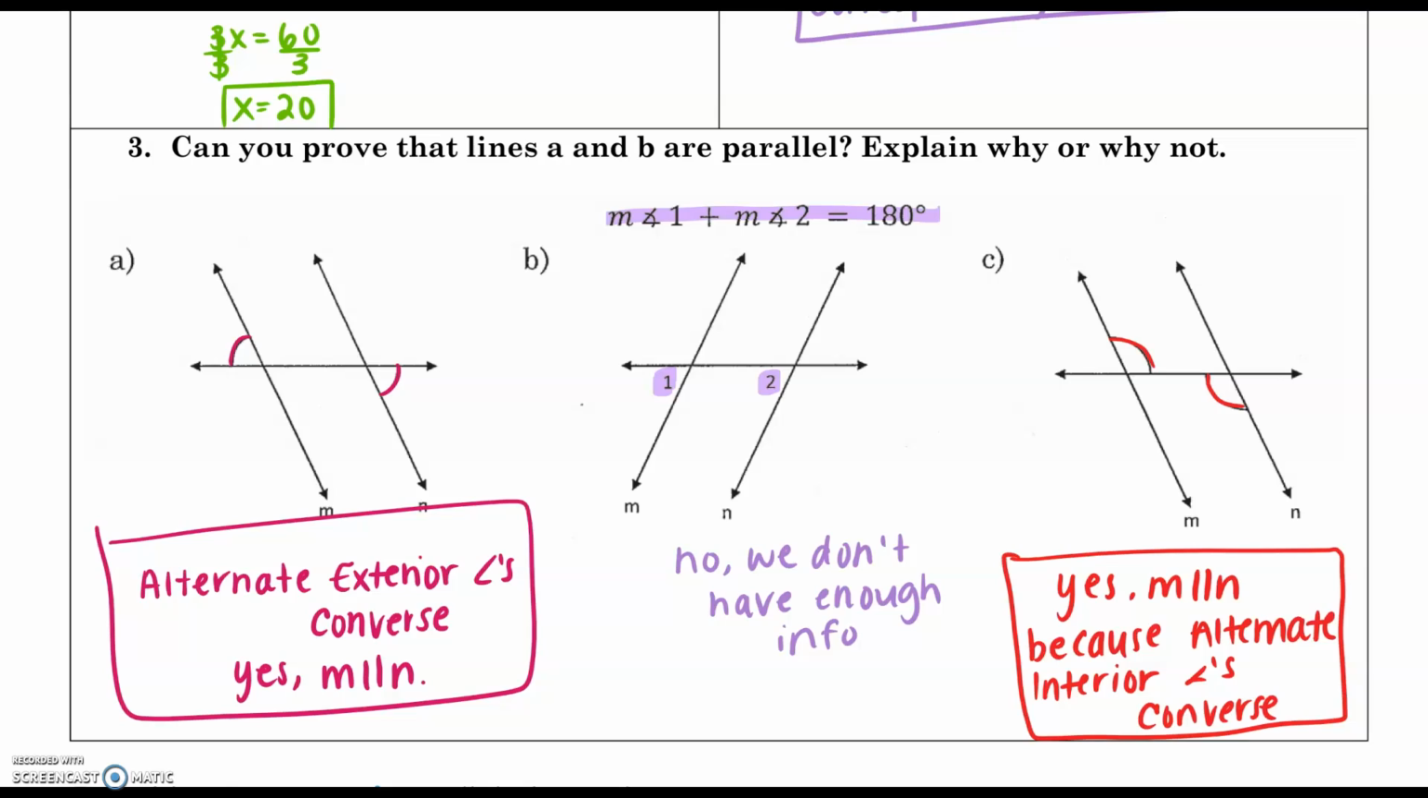So remember, our reason for lines being parallel is always going to be the converse, not the theorem. The theorem proves that the angles are either congruent or supplementary. The converse proves that the lines are parallel.